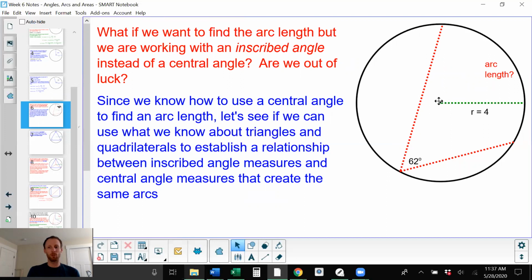If I look at this central angle, the fact that one endpoint would be up at the top and the other is down here, below this horizontal radius segment that I've sketched in, I would say, hang on, the central angle is obviously not 62 degrees. Can we use some things we know about triangles and quadrilaterals to figure out the relationship between this inscribed angle and the central angle that would have the same two endpoints?